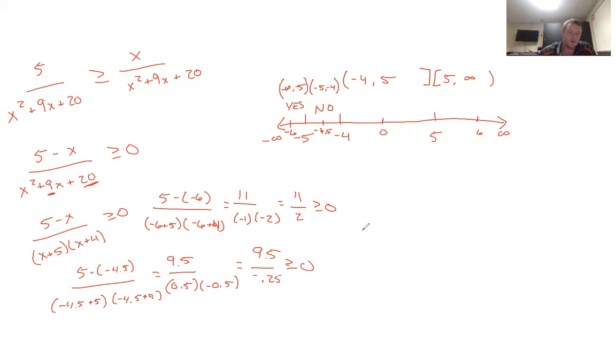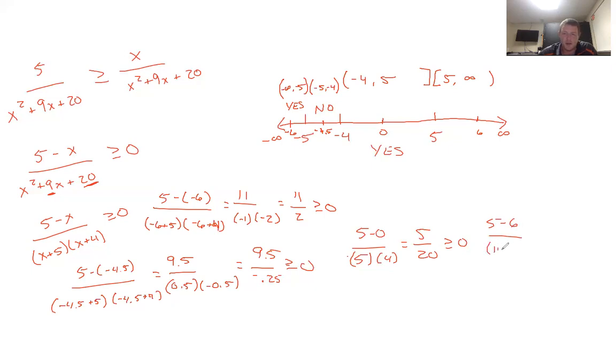All right, plug 0 in. 5 minus 0 over 0 plus 5, 0 plus 4. So it'd be 5 and 4. So that'd be 5 over 20. Is that positive? Yes. So is it greater than or equal to 0? Yes. And then 6. So 5 minus 6 over 6 plus 5, 6 plus 4.